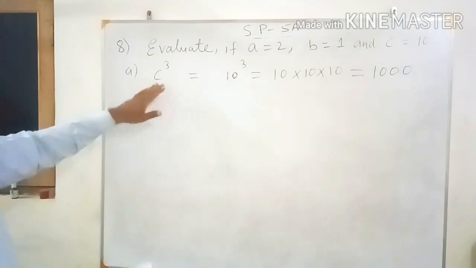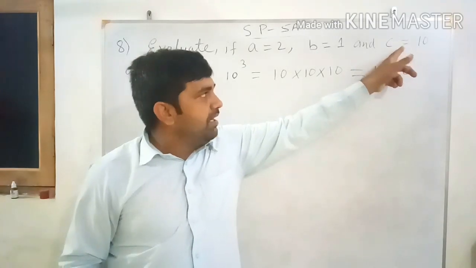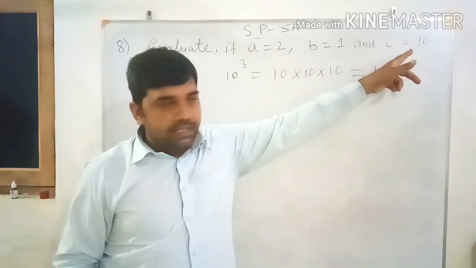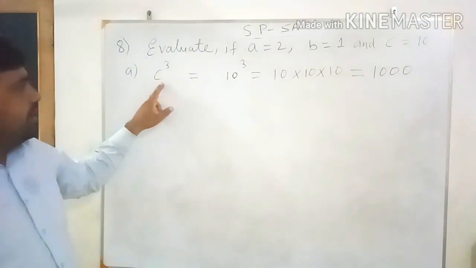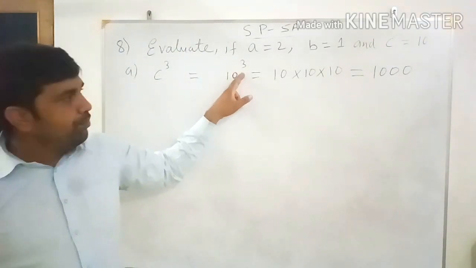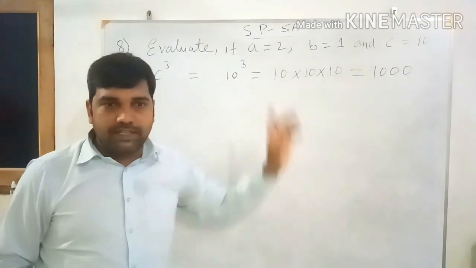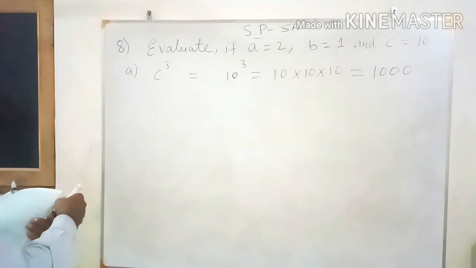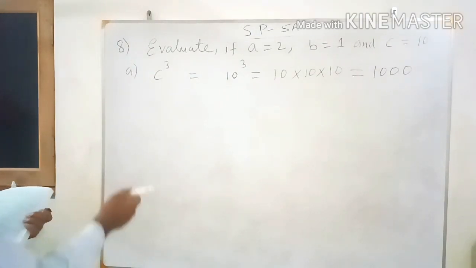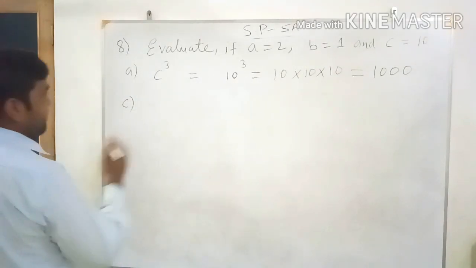So the value of c cube will be what? On the place of c we substitute 10 because the value of c is given in the question. So c cube means 10 cube. Now 10 cube means multiply the base 10 by itself 3 times: 10 multiply 10 multiply 10, and the value you will get is 1000. Now we do the next question, part c. Question c is (c plus b) whole square.